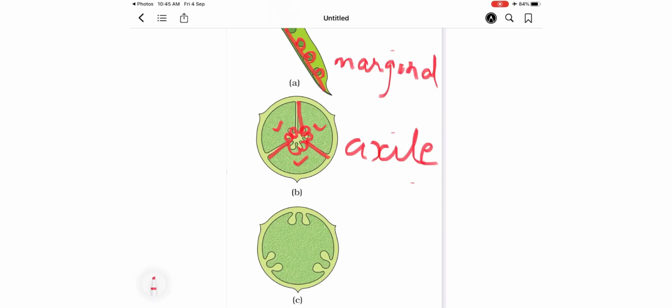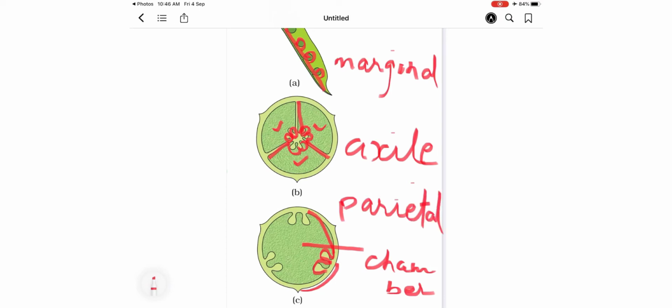Diagram C shows parietal type of placentation. Here the ovules develop on the inner wall. This is the inner wall, and this is the outer wall. So the ovules are present on the inner wall. You can see these are the ovules, and here also 6 ovules have developed, and the ovary is one-chambered. This whole dark green part is one chamber. This type of placentation is parietal, as found in mustard or argemone.